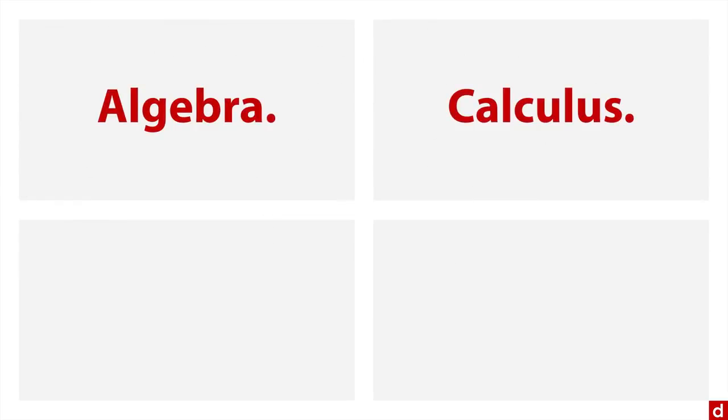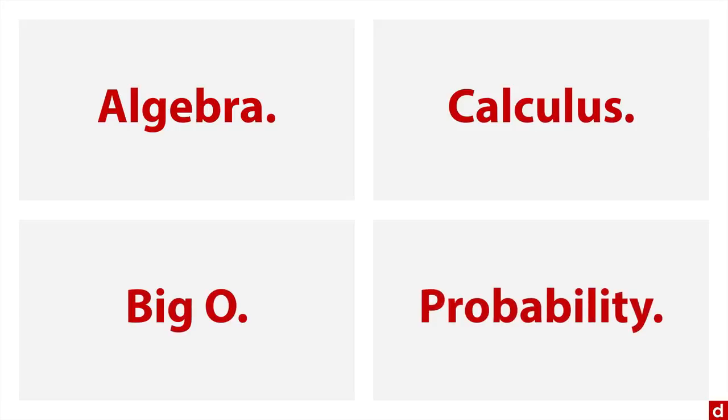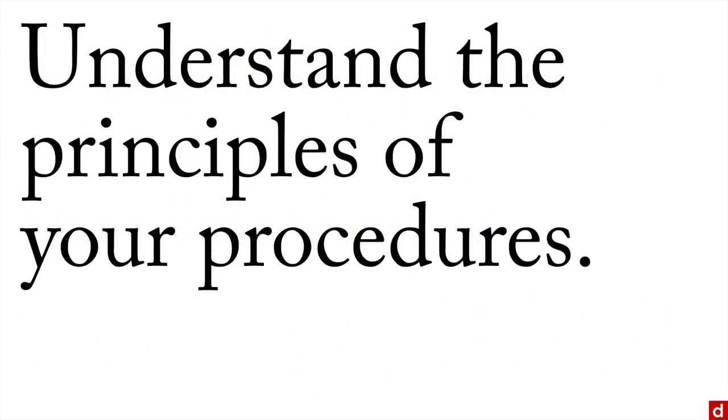So things like algebra and things like calculus and things like Big O and probability. All of those are important in data science, and it's helpful to have at least a working understanding of each. You don't have to know everything, but you do need to understand the principles of the procedures that you select when you're doing your projects.